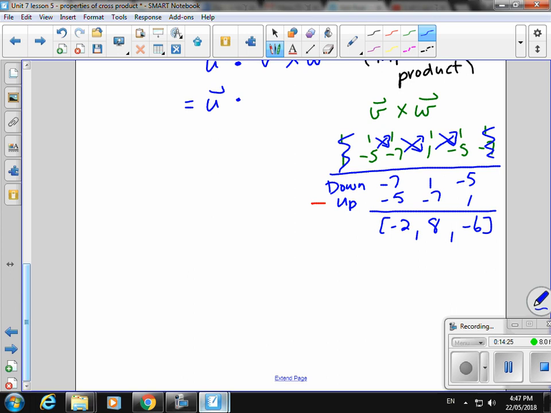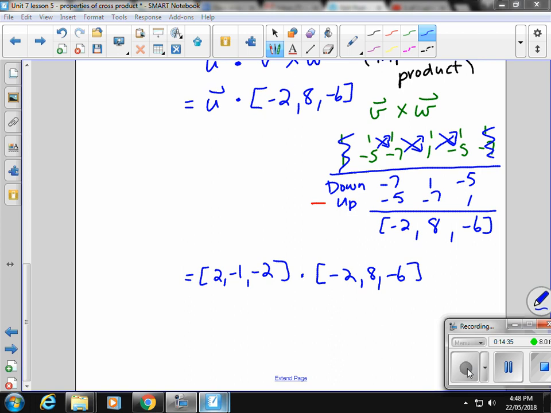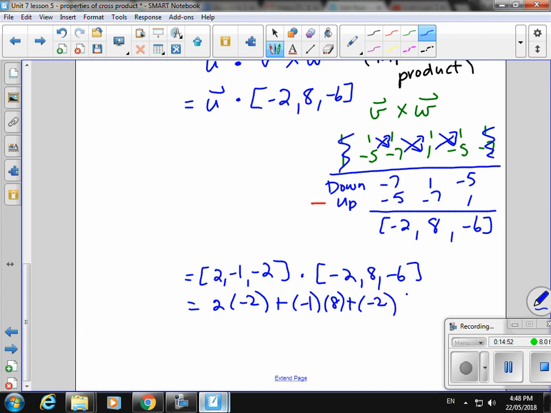So I want u dot with this cross product, negative 2, 8, negative 6. I just rewrote it because it's getting a little messy here. So I want the dot product between u and v cross w. And I am going to get 2 times negative 2 plus negative 1 times 8 plus negative 2 times negative 6. I get negative 4, negative 8, positive 12, I get 0.